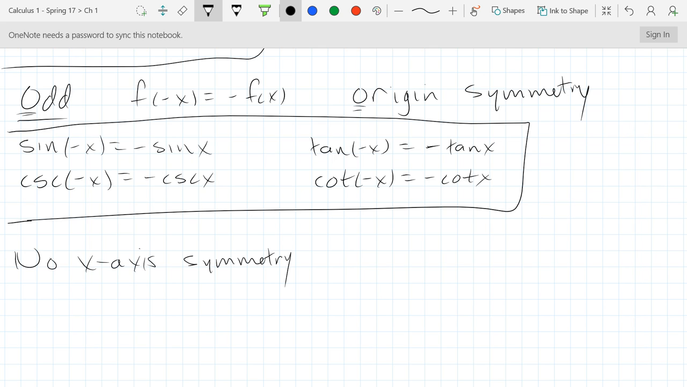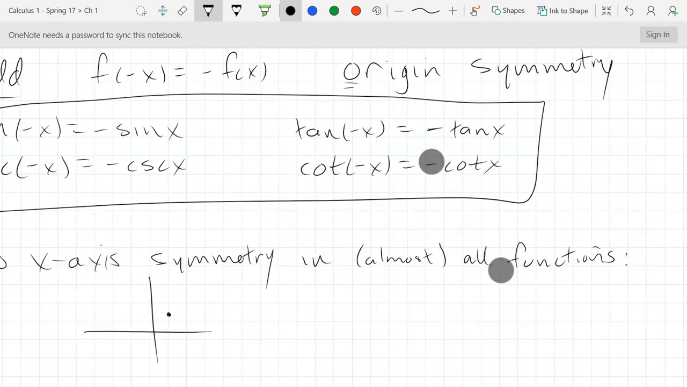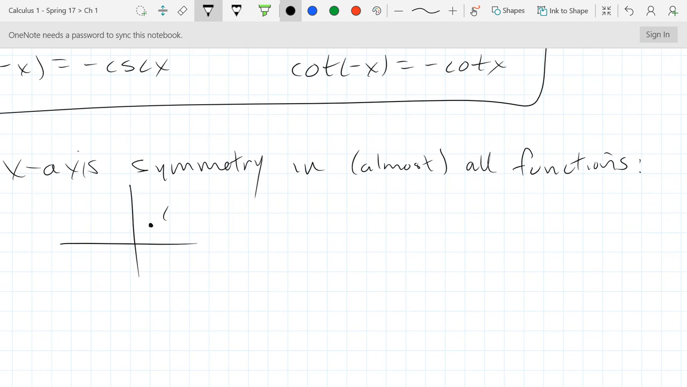So why do you have no x-axis symmetry in almost all functions? Let's take a really simple function, a function that has only one point in the graph. Let's say this point happens to be at 1, 1. It's a really boring function. It's just a single point. If this function has x-axis symmetry, what other point has to be on the graph? One, negative one.